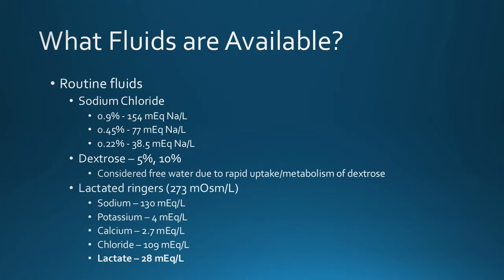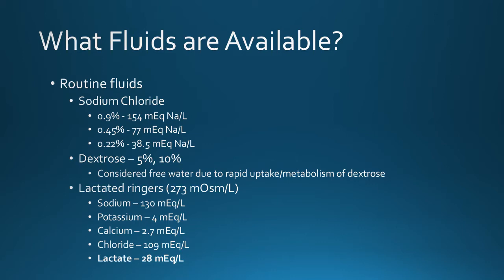So a lot of these are going to include sodium chloride. So we're going to have things like normal saline, which is 0.9% sodium chloride, right? So it means basically it's going to have 154 milliequivalents of sodium per liter. You may think, why the heck do I need to know that? But it's good to know these ranges, because based on what your patient's sodium is, this is going to help you decide what kind of fluid you want to use.